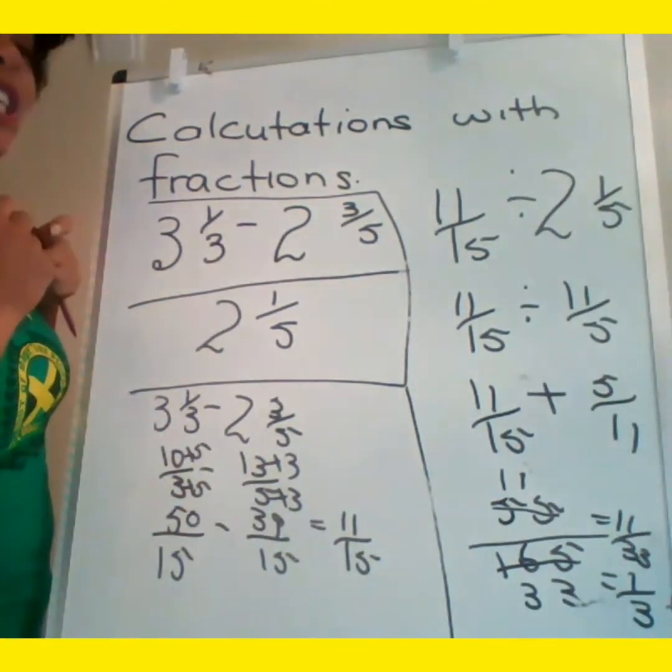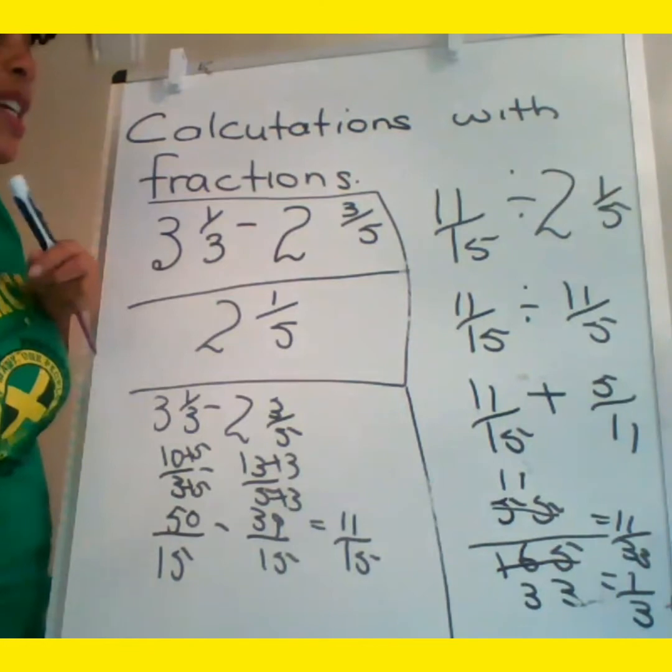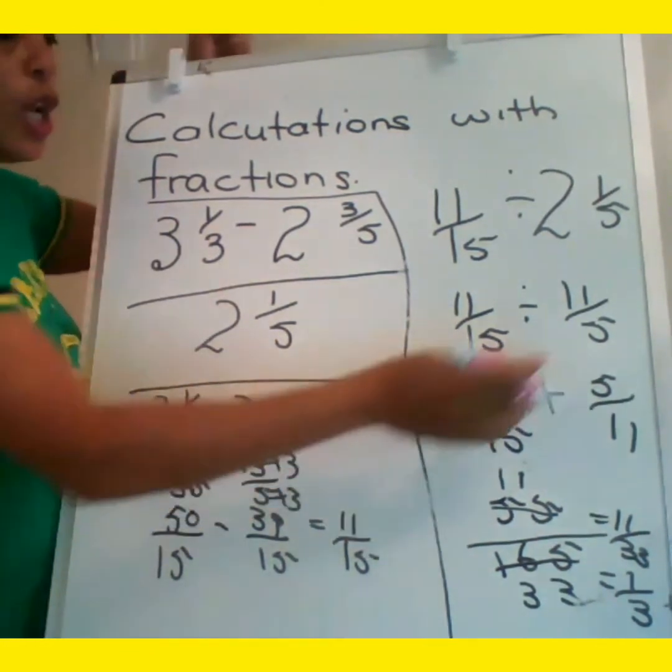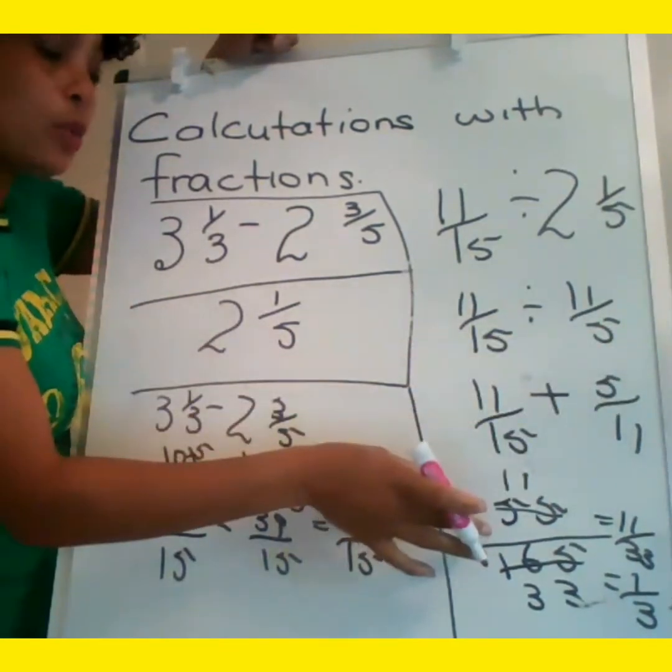But we did not have to do that. We could make our life easier by having smaller numbers to deal with. So what we could have done here is to cancel down to make these smaller.